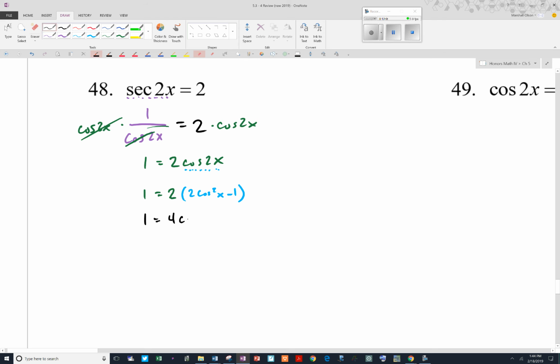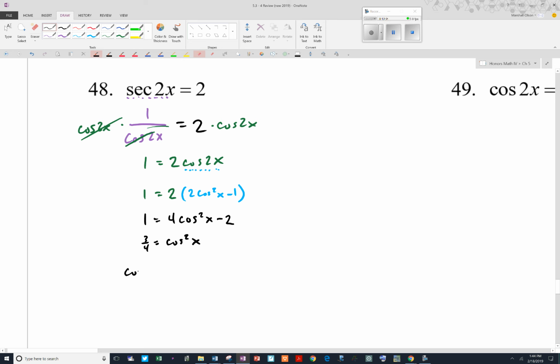Distribute the 2, so we're going to have 4 cosine squared minus 2. And then I'm going to get cosine squared by itself. I'm going to add 2 over to the other side, get 3, and then I'll divide by that 4 and get 3/4. So that's where we're at right now.